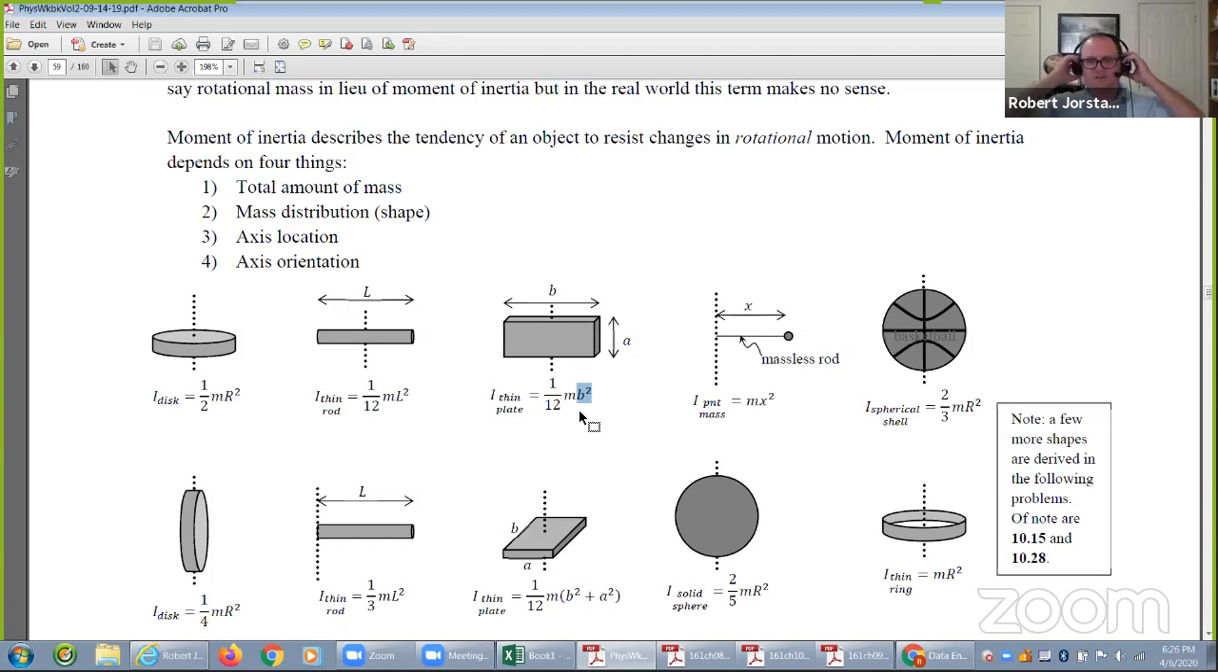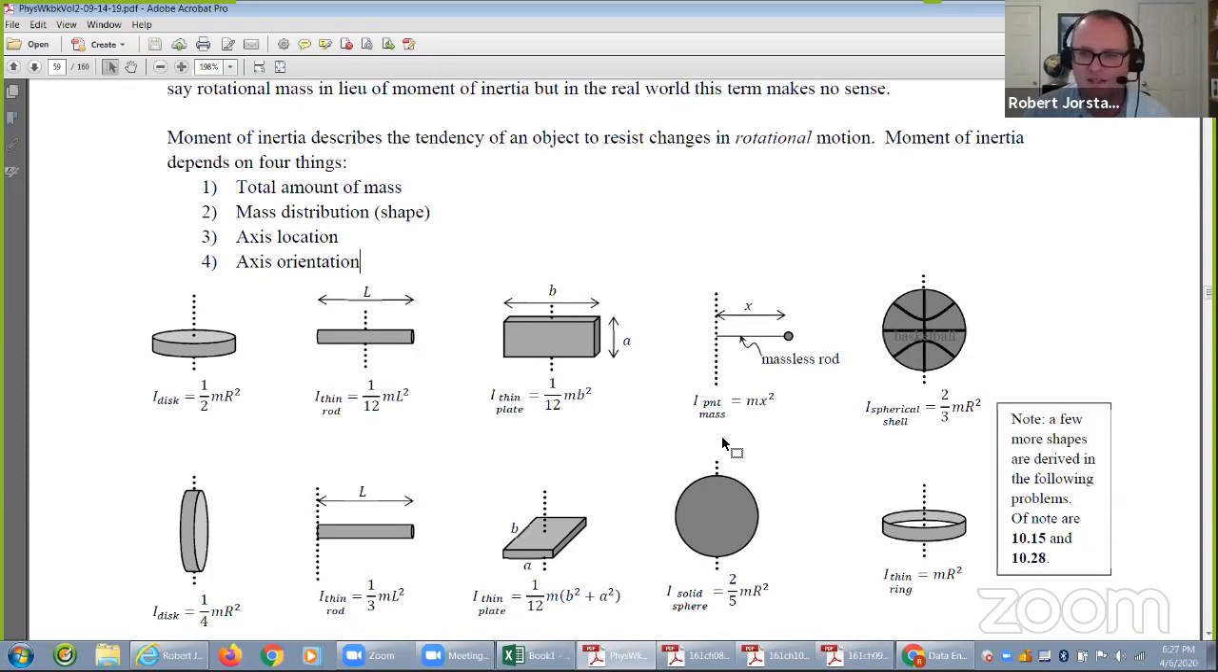We see that you get these, the formula that you grab to do a problem will depend on the amount of mass, the shape, the axis location, and the axis orientation. And there's no shorter way to say it. It depends on all 4 of those things. So you have to make sure you understand all 4 of those things before you use this table.